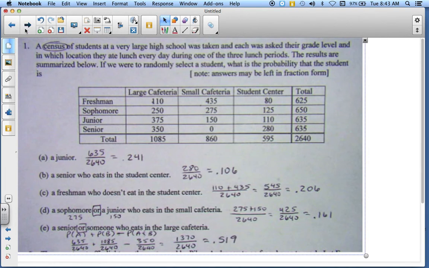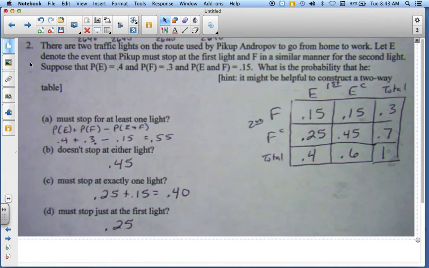And then finally, the last question: there are 2 traffic lights. Here's traffic light number 1, which is your first light, and traffic light number 2, which is your second light. E is stops at the first light, doesn't stop at the first light. F is stops at the second light, doesn't stop at the second light. When it gives you these, you can actually build a Venn diagram as well.